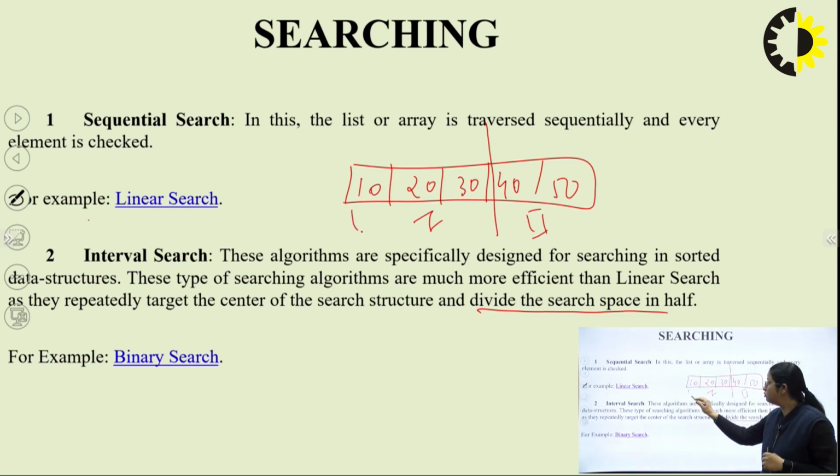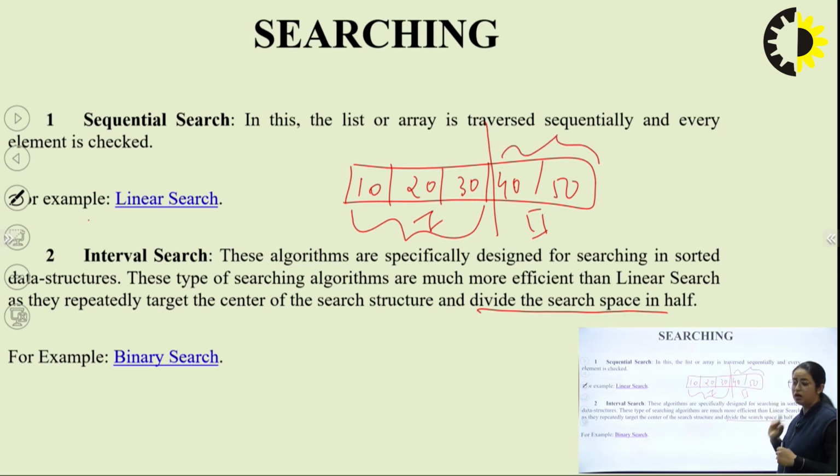Then we search the first part and the second part separately. This type of searching is known as interval search, where we divide the search space and with its help search for a particular element. Now there is one constraint in this type of searching. What is that? In this type of searching, the elements should be in sorted order.